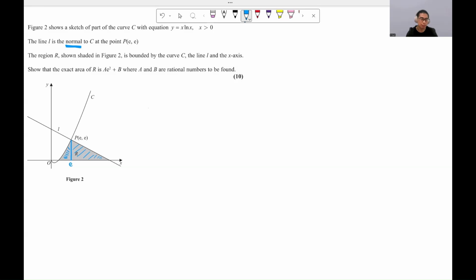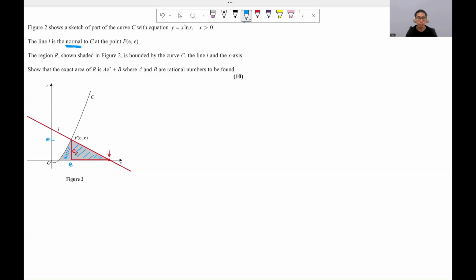So that means this x value is e and the y value here is e, which means the height of this triangle is equal to e. So as long as we know what the base is, then we can work out the area. So we just have to find out what the x value of that point is, which is also the x-intercept of this straight line. So as long as we know the equation of this straight line, then we can find the x-intercept to find the area.